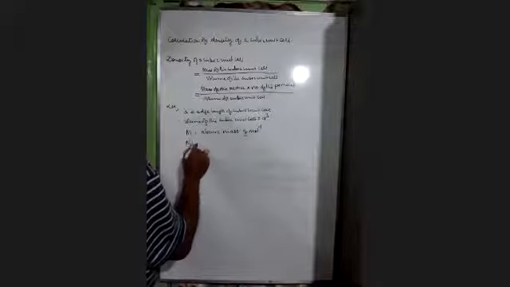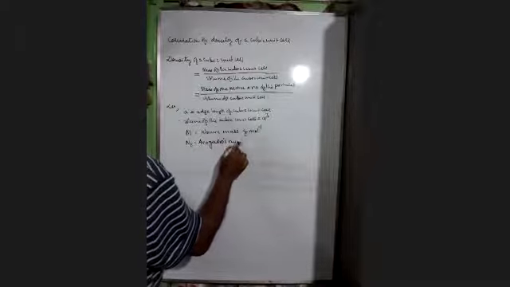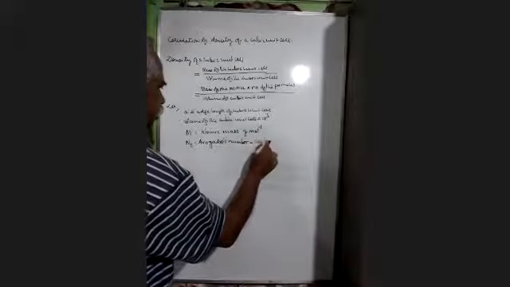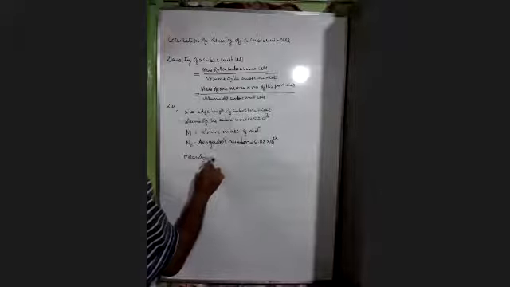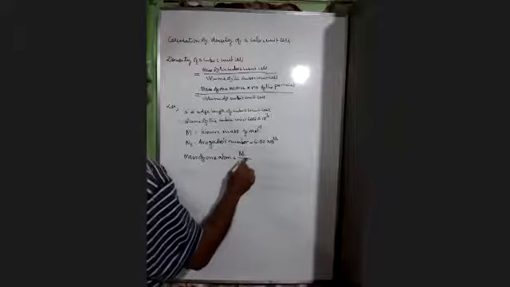So I'll write it right here. N0 is equal to Avogadro's number, or 6.02 into 10 to the power 23. Therefore, mass of one atom is equal to M by N0. All right.